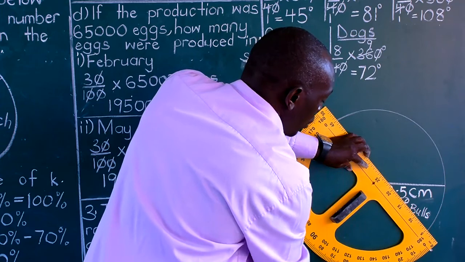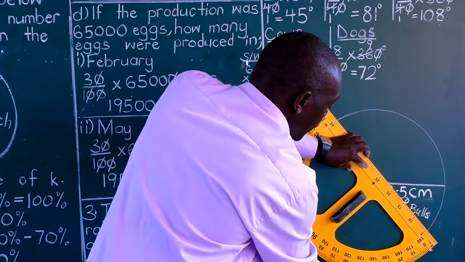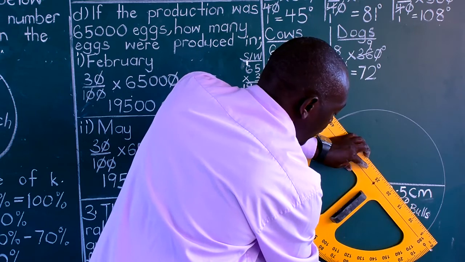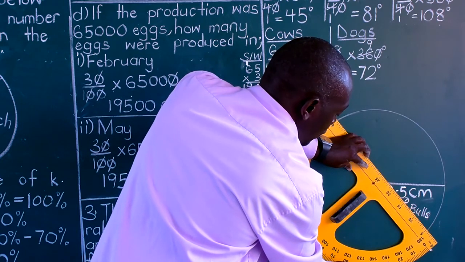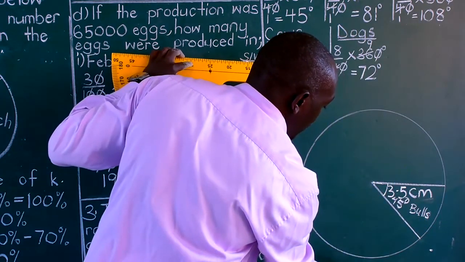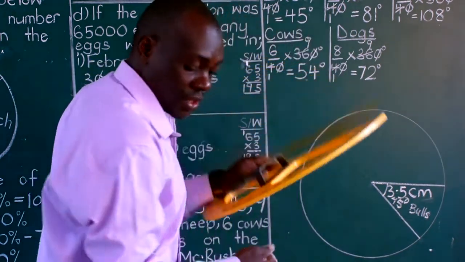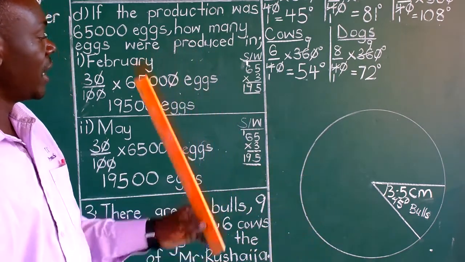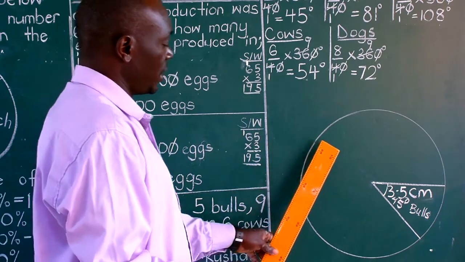Count another 4 clockwise: 51, 52, 53, 54. Put a dot where the 54 degrees stopped. So that is our point here. Put a point using that pencil, then get our ruler and join accordingly.